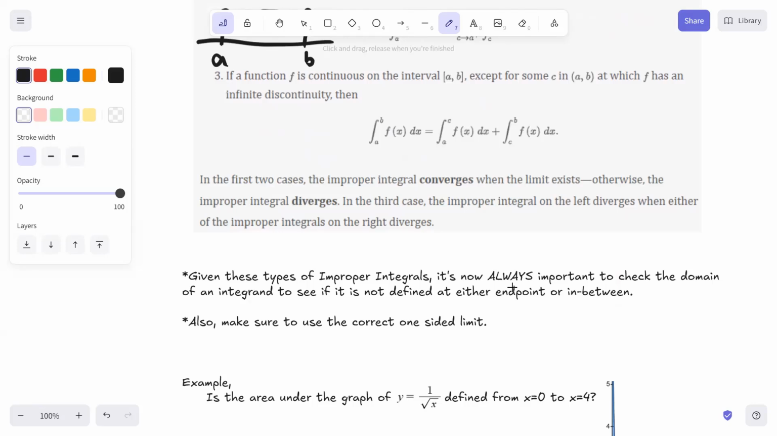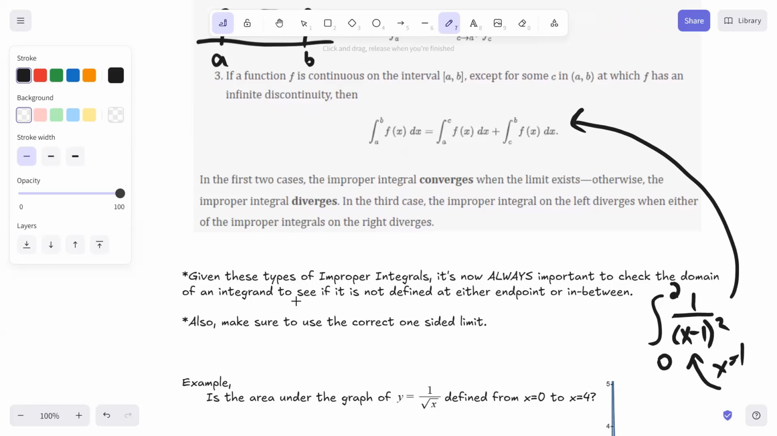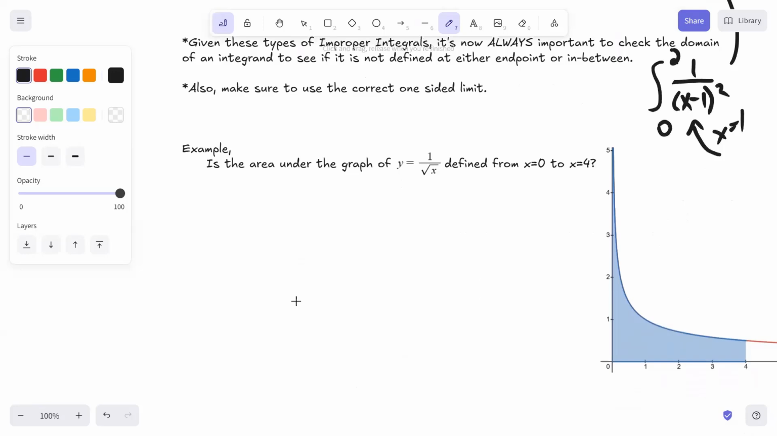It's always important to check the domain of an integrand to see if it's not defined at either endpoint or in between. A classic example would be the integral from 0 to 2 of 1 over (x minus 1) squared. It'd be tempting to just anti-differentiate that, plug in 2 and 0 and subtract. The problem is at x equals 1, you have a vertical asymptote, so there's an infinite discontinuity. So this would be an improper integral of this third kind.